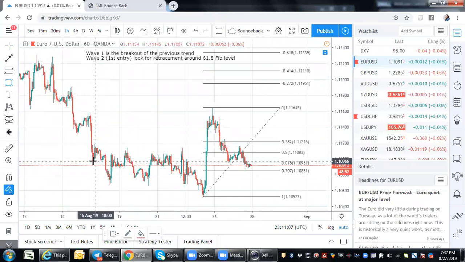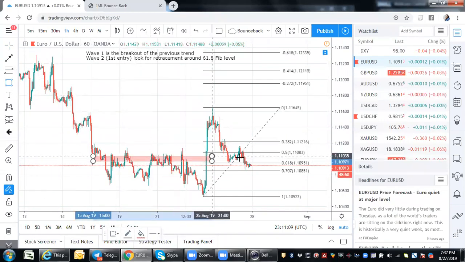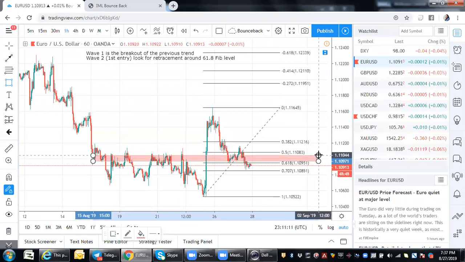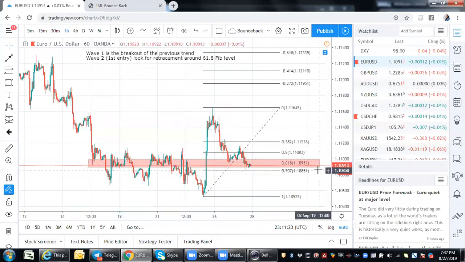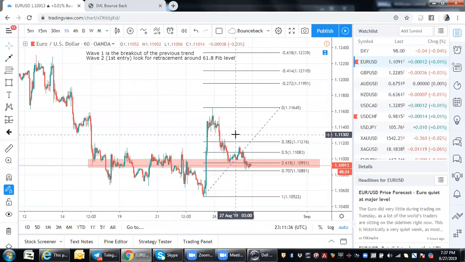Now, what is around that area? You can see how we have structure basically hanging around that area. Right, so everybody should be able to see how structure looks decent around the 61.8 level. Now you don't want to just enter the trade at the 61.8 level, but this is just for your notes.